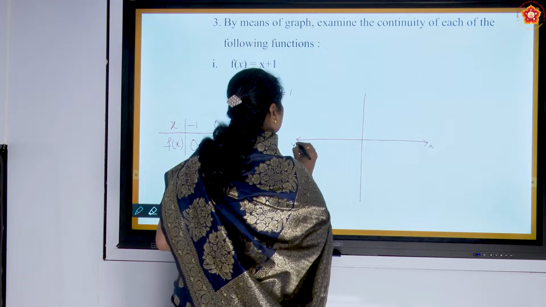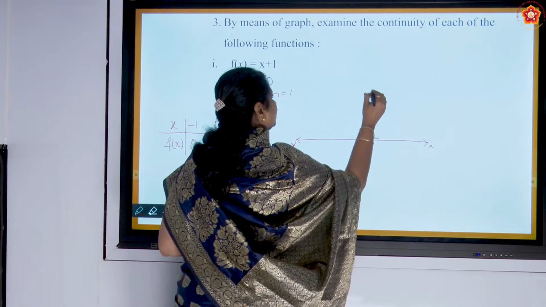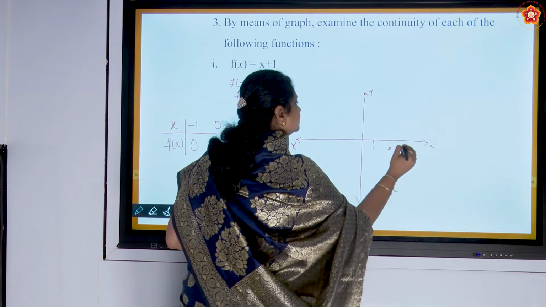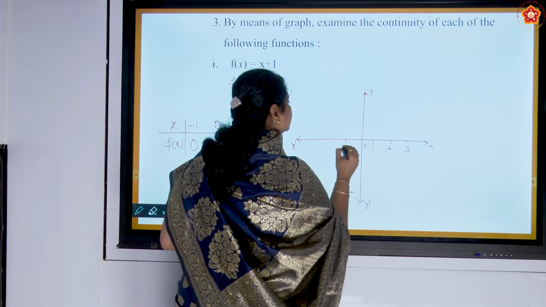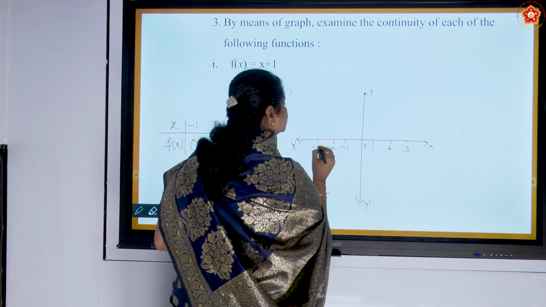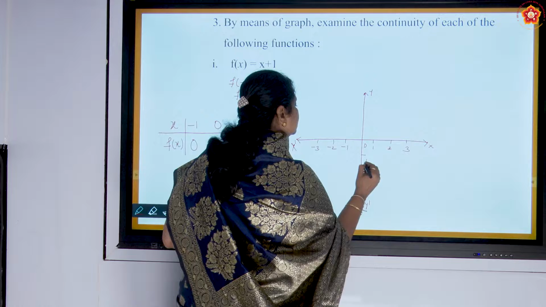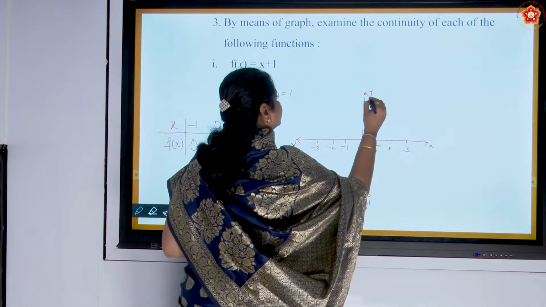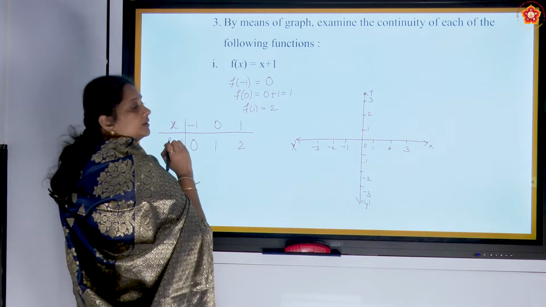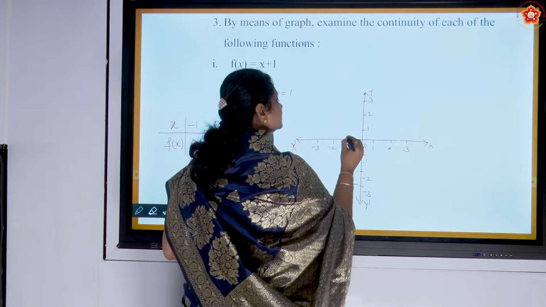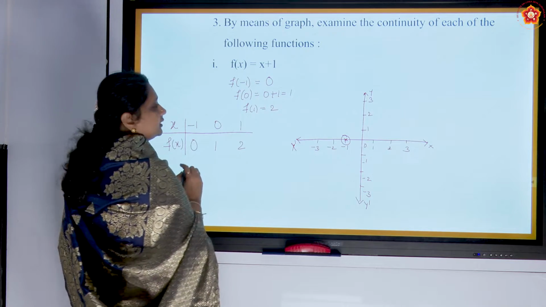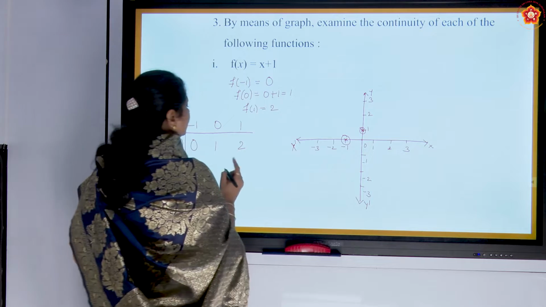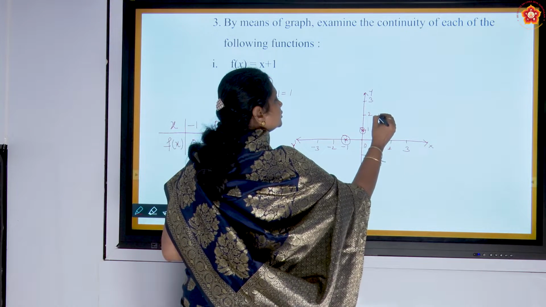X dash, y dash, 1, 2, 3, minus 1, minus 2, minus 3 on both axes. Okay, so now let's plot minus 1 comma 0. So minus 1 comma 0 is here. My next coordinate is 0 comma 1, so 0 comma 1 is here. My next is 1 comma 2, so it's going to be here.